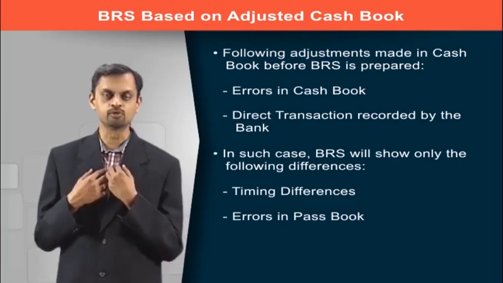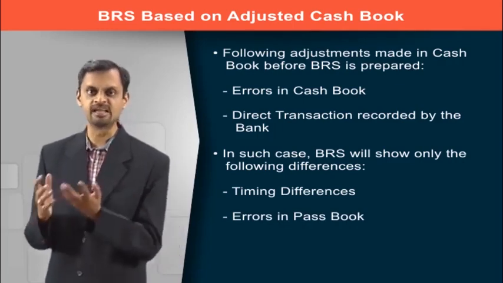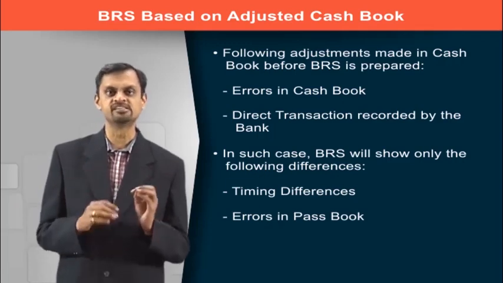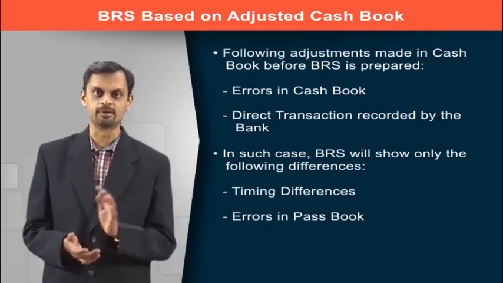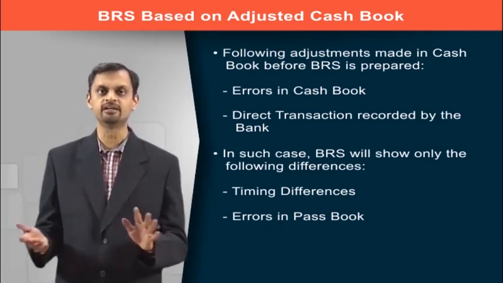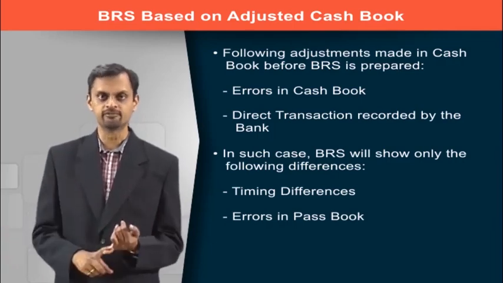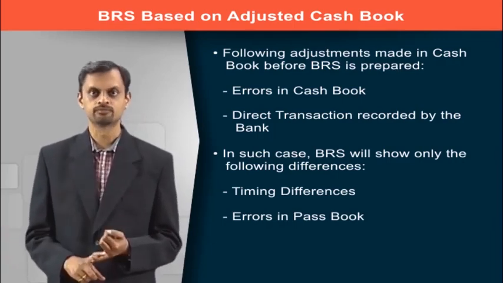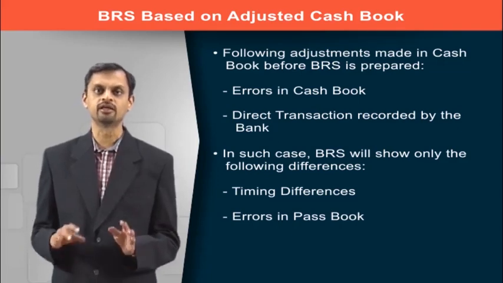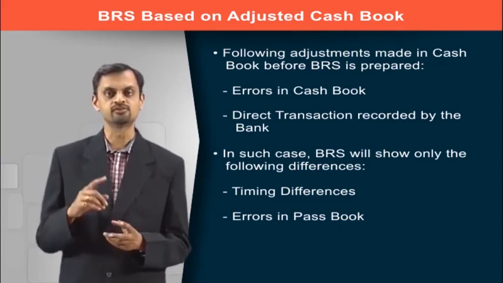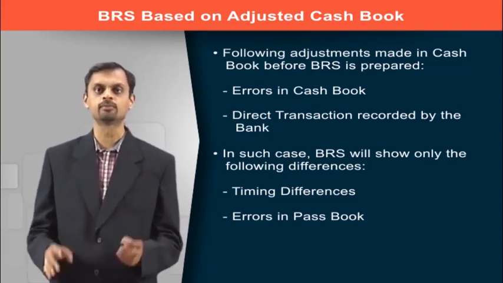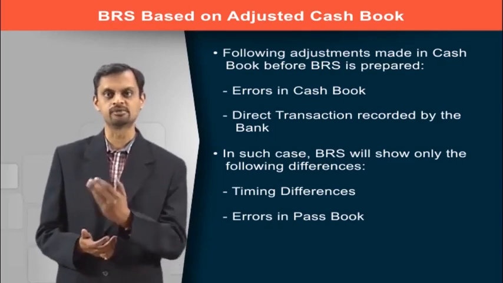Why? Because the passbook is not our property. Passbook is the bank's property. Only the bank can correct the entries or record the entries in the passbook. And that is why we cannot make any entry in the passbook. So timing differences and errors in the passbook, these two things are not recorded in the adjusted cash book. So these two things will continue to appear in your bank reconciliation statement until those are recorded properly.